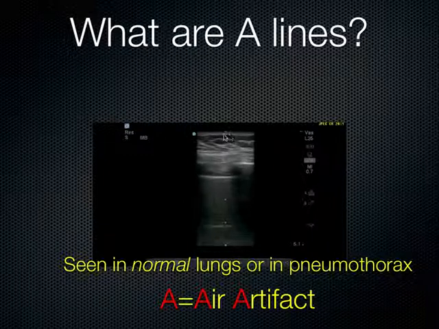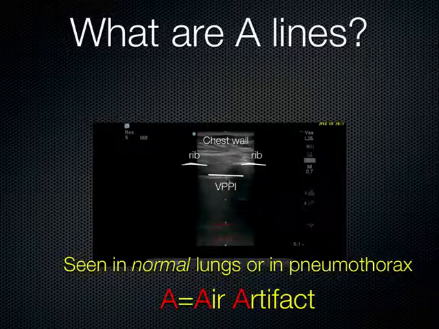So this is the skin line here, and we see the interface of the visceral and the parietal pleura coming together here, or the pleural line, and then at equidistant intervals we can see an A-line coming down. In other words, the distance between the chest wall and the VPPI should equal the distance between the VPPI and the first A-line. And A-line just means, think about it like it's an air artifact.